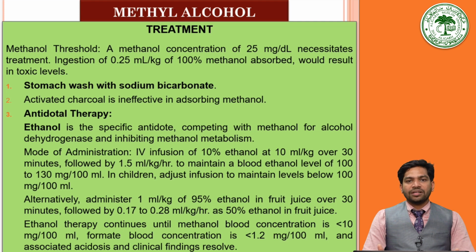In a child, however, the infusion rate should be adjusted to obtain an ethanol level not more than 100 mg per 100 ml. Alternatively, 1 mg per kg of the 95% ethanol in the fruit juices can be given orally over 30 minutes. For maintenance, administer 0.17 to 0.28 milliliter per kg per hour as 50% ethanol in the fruit juices. If neither of these is practicable, give 125 ml of distilled alcoholic beverages like gin, vodka, whiskey or rum orally, diluted in glucose solution or juice, and repeat as required very cautiously.